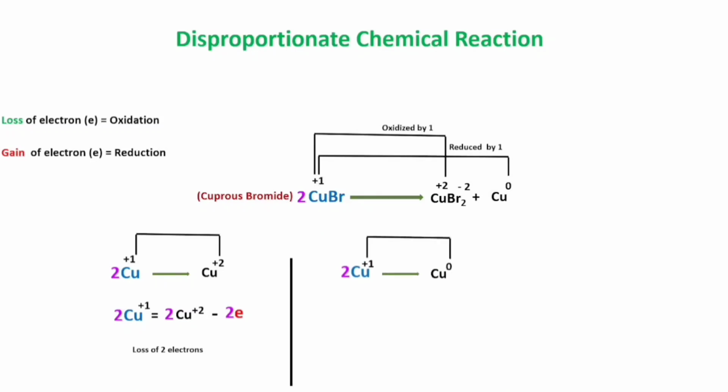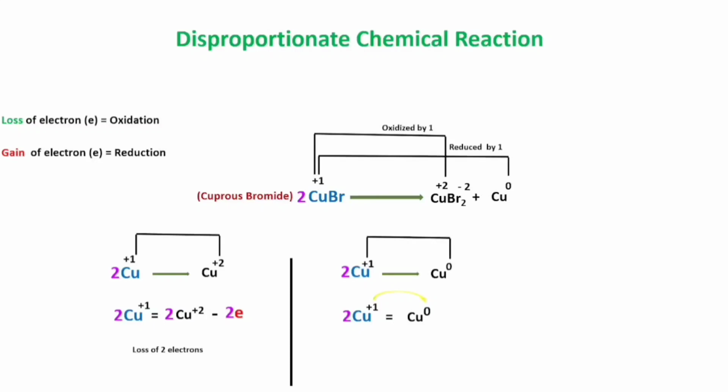On the other half reaction, the oxidation state of copper is decreasing from +1 to 0. The decrease in oxidation state means the atom is accepting or gaining electron. The charge on each copper atom is decreasing from +1 to 0, means the difference is 1, means one copper atom is gaining 1 electron.